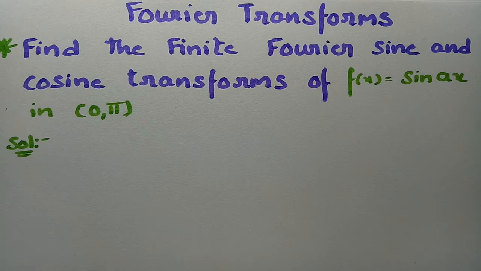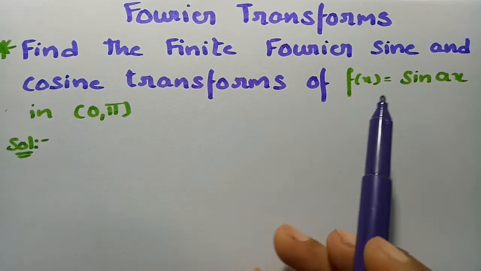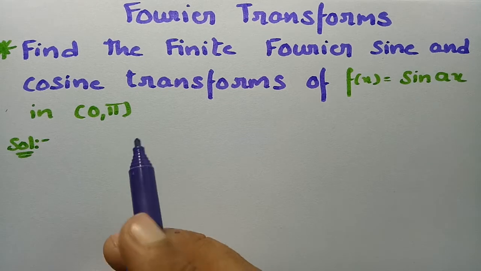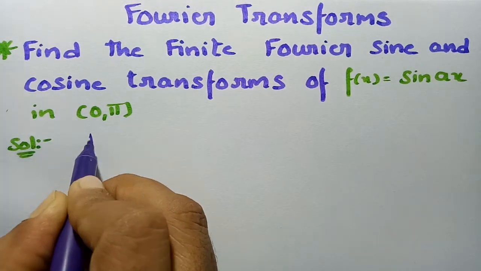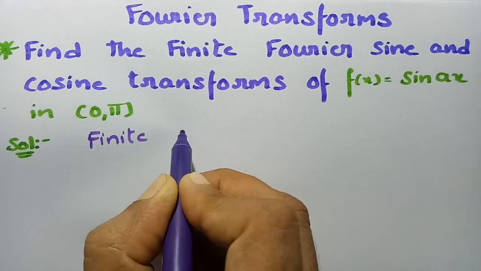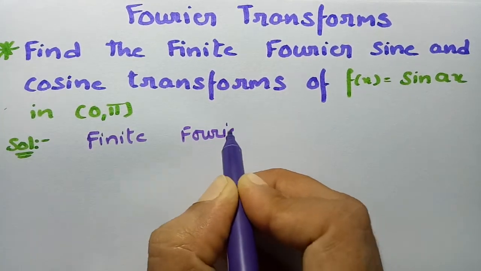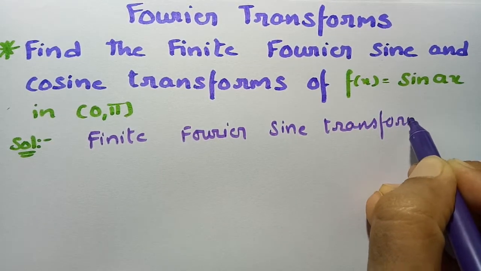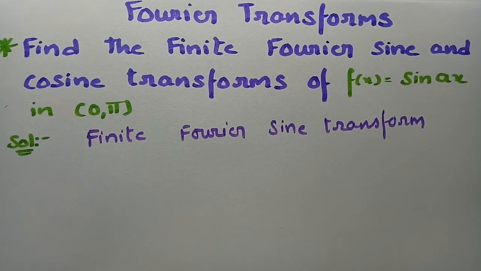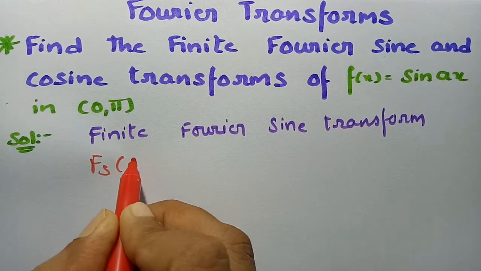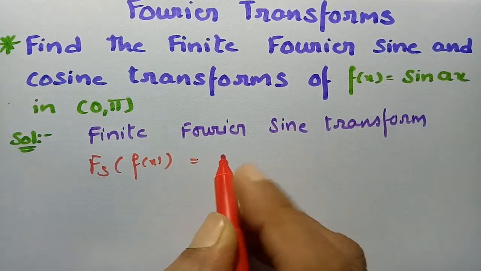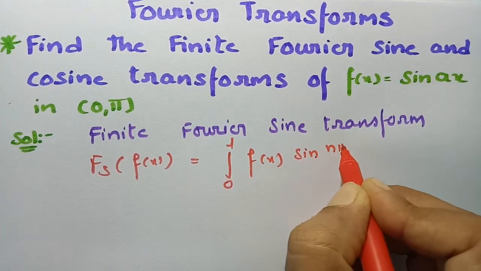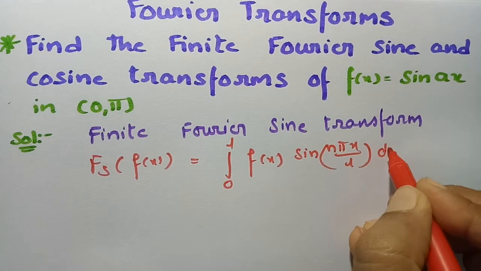And let's get started to find the finite Fourier sine and cosine transforms of the function f of x is equal to sine ax, in between 0 to pi. So first of all I have to find the finite Fourier sine transforms. The formula for this is very familiar: the Fourier sine transform of the function f of x is equal to the integral from 0 to L of f of x into sine n pi x by L dx.